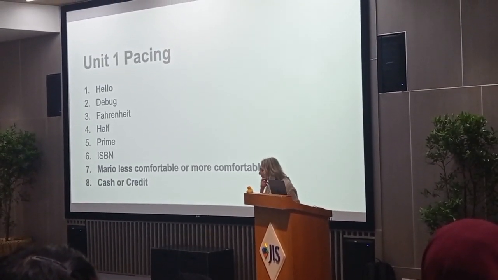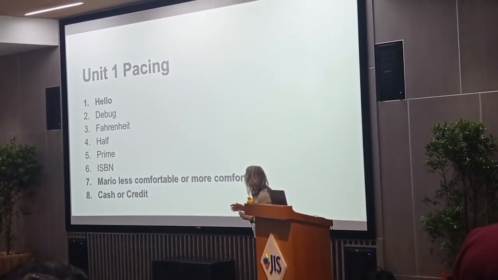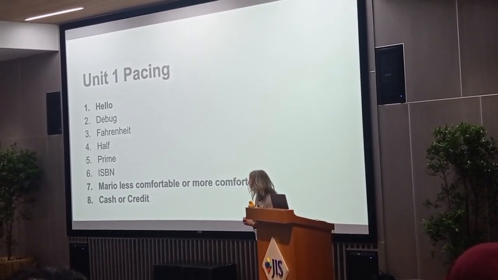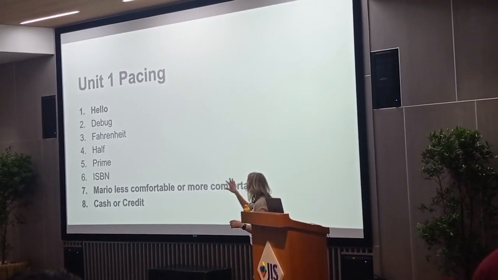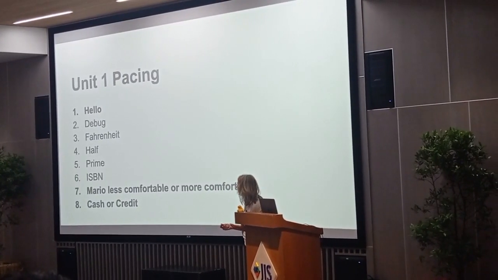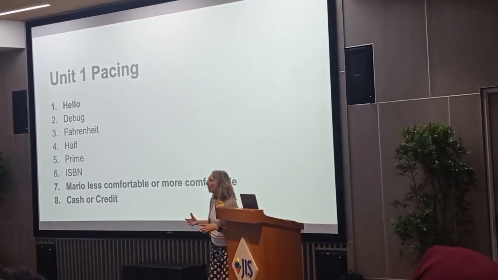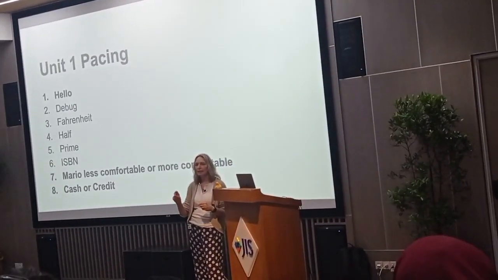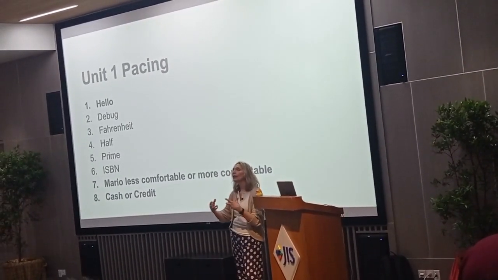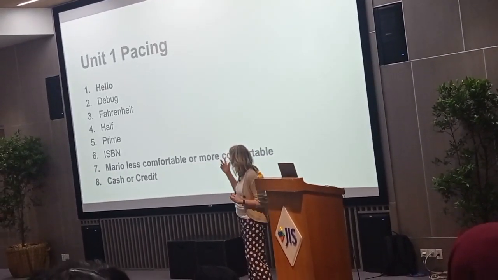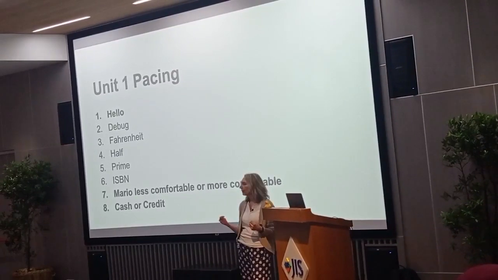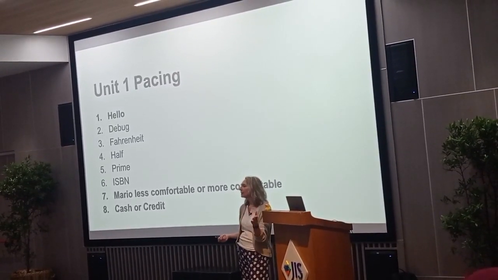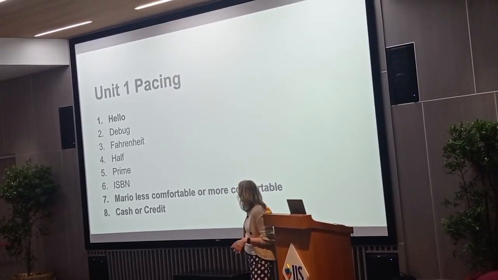So I pace out the units, as you can see, way slower than the standard CS50 curriculum. Of course, the bold ones are the standard problems that you'll see, right? But Debug is one of the practice problems I created that has jumbled up code that you have to learn how to debug. Fahrenheit is just three lines of code, but it's the first time they're doing a little calculation from Celsius to Fahrenheit degrees, right?